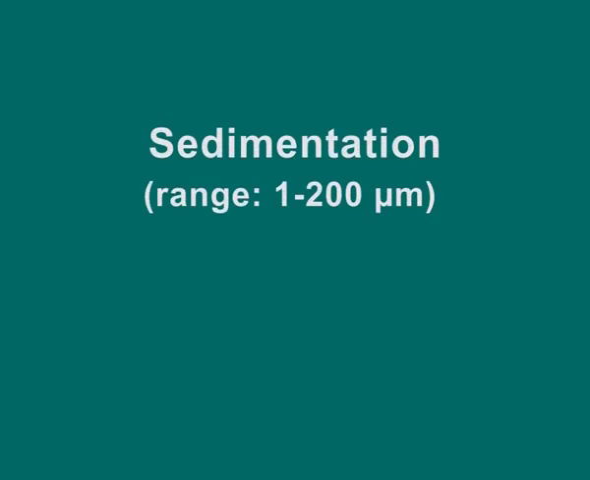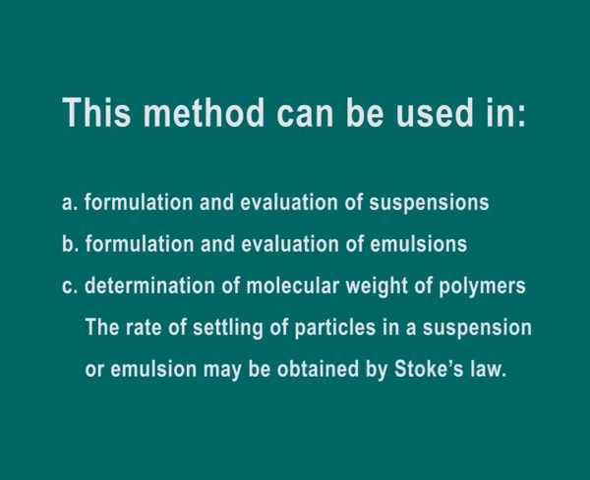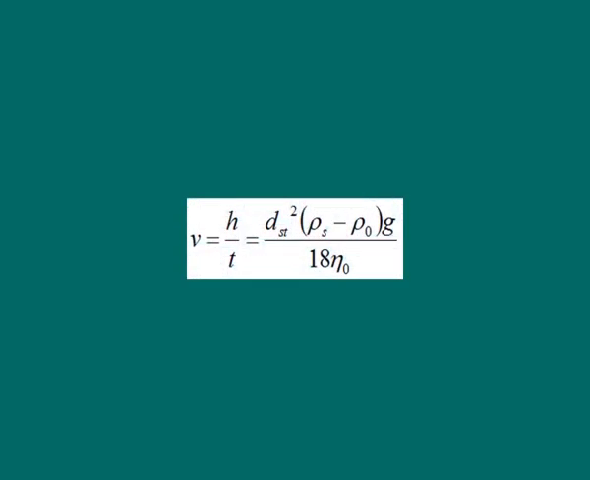The third one is the sedimentation, and the range is 1 to 200 micrometers. In this method, sedimentation of particles may be evaluated by measuring the terminal settling velocity of particles through a liquid medium in a gravitational or centrifugal environment using Andreasen apparatus. This method can be used in formulation and evaluation of suspensions, formulation and evaluation of emulsions, determination of molecular weight of polymers.